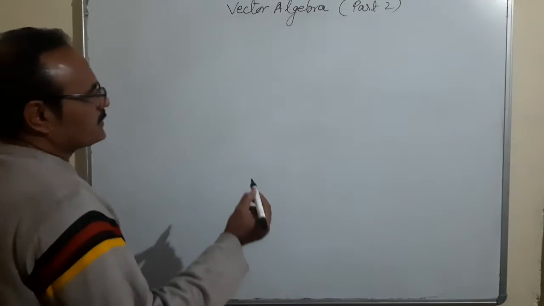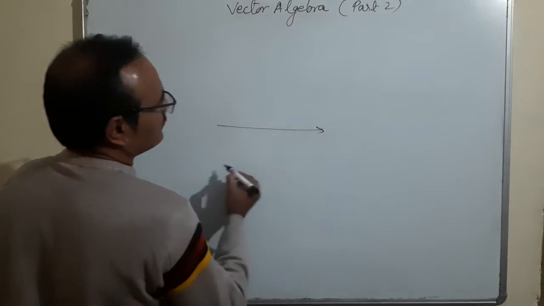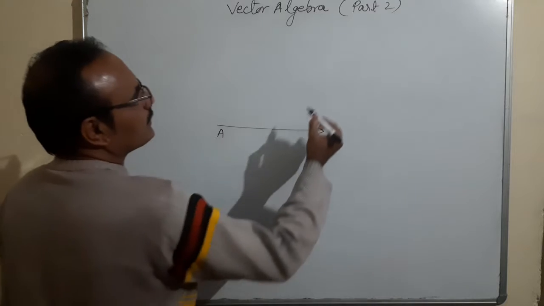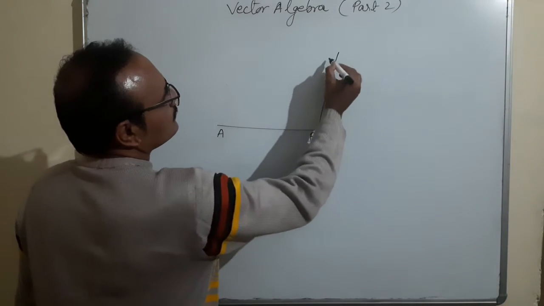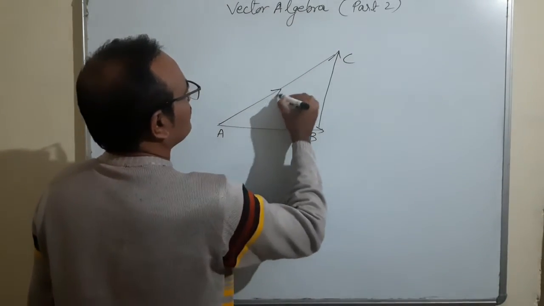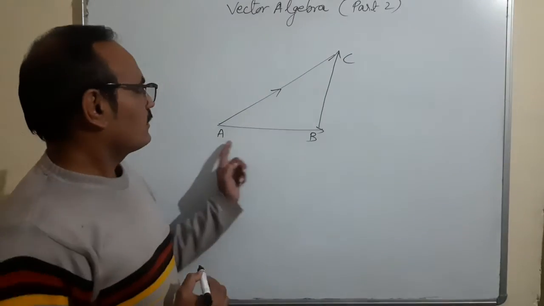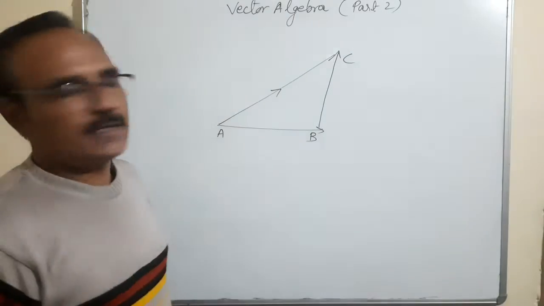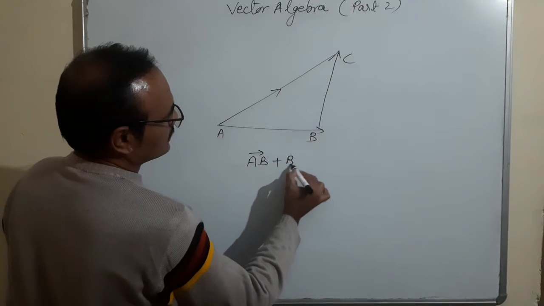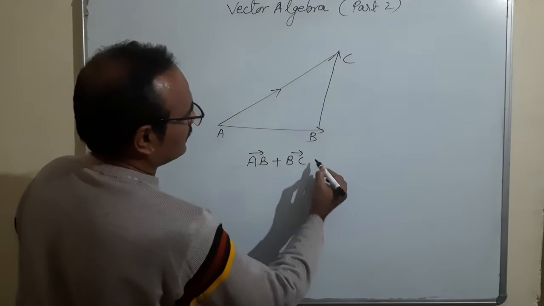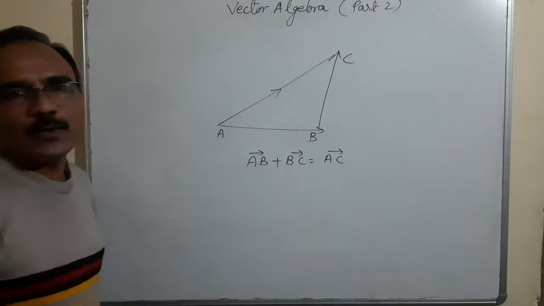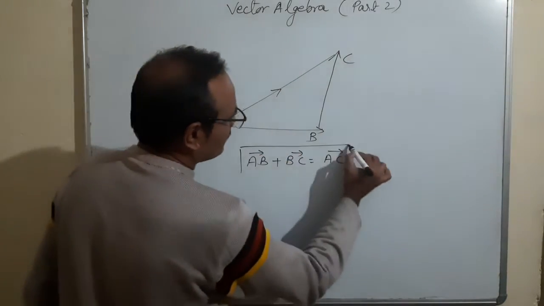What is it? Suppose there's a vector AB, initial point A, terminal point B. The second vector is BC, and the third vector is AC. Vector AB, BC, and AC. So I'll write here vector AB plus BC is equal to vector AC. This is called the triangle law of vector addition.